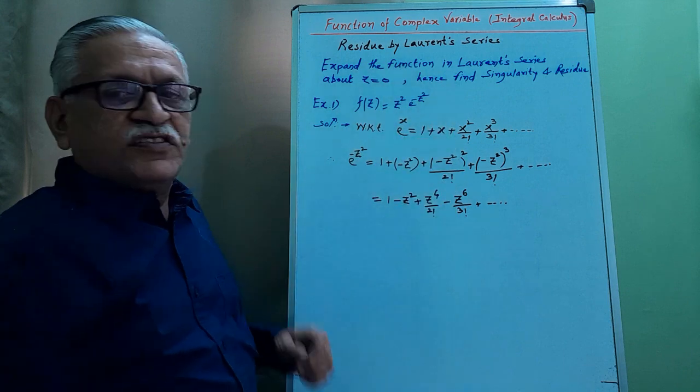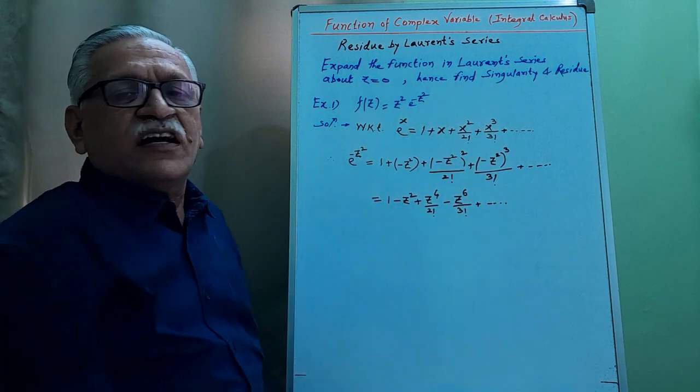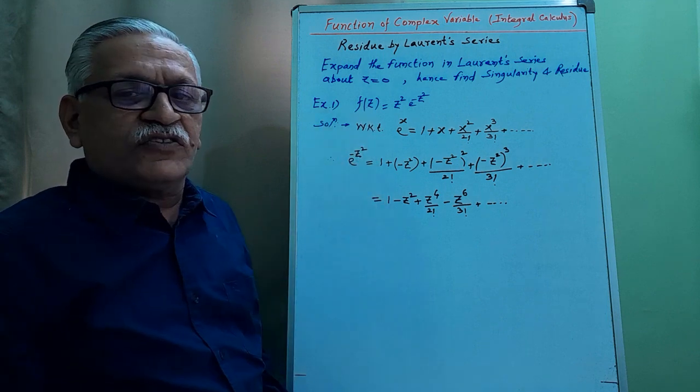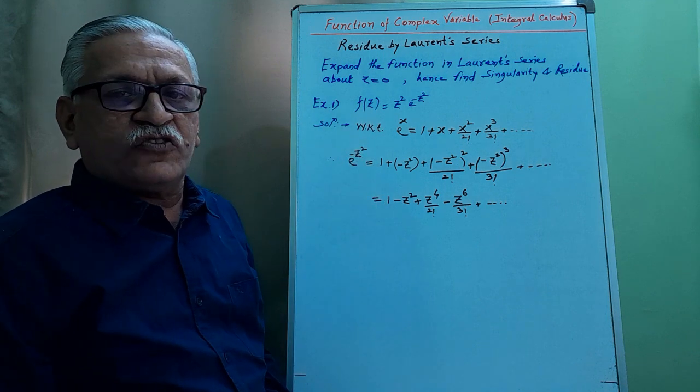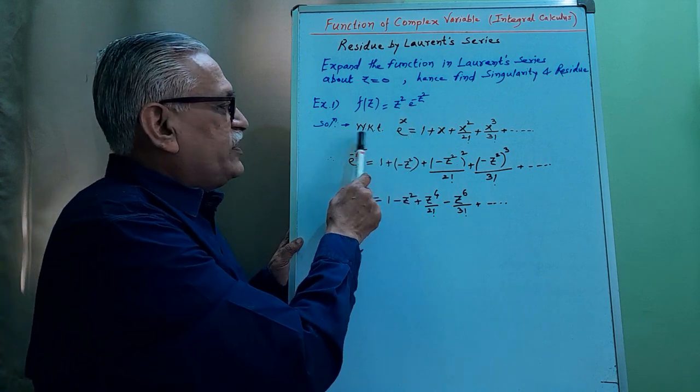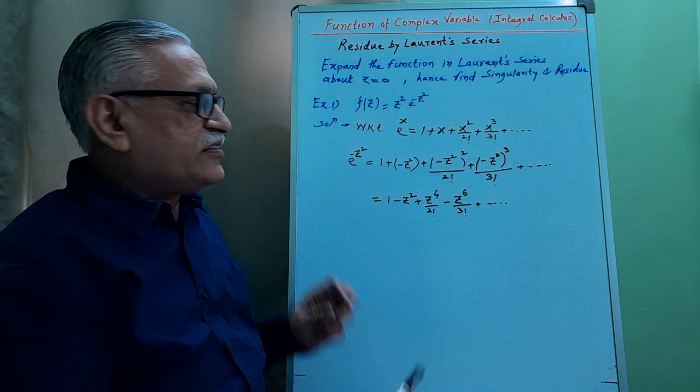Expand the function in Laurent series and hence find its residue and singularity. First example, f of z is equal to z square into e raised to minus z square. To obtain its Laurent series, we know the result. We take the help of that standard result.